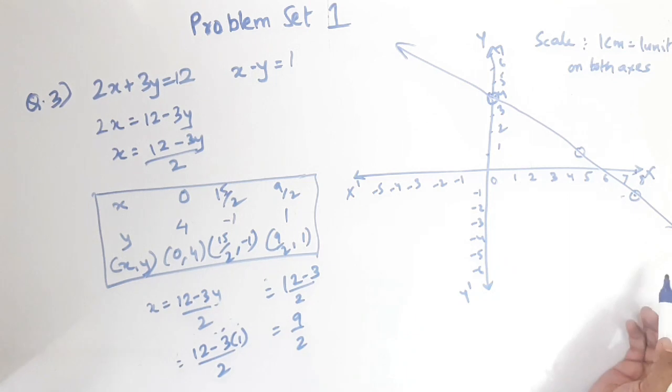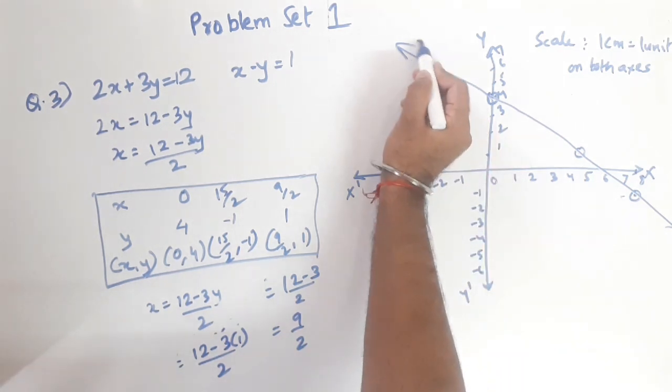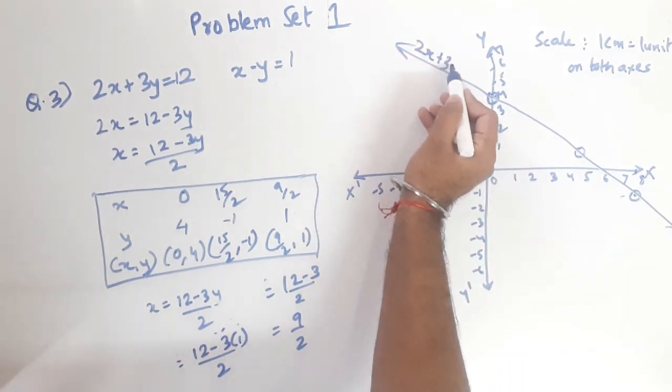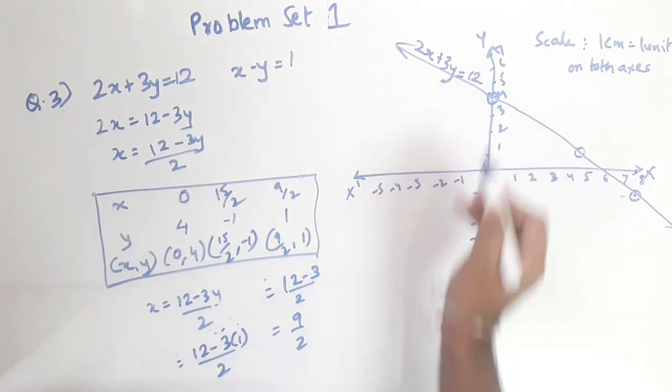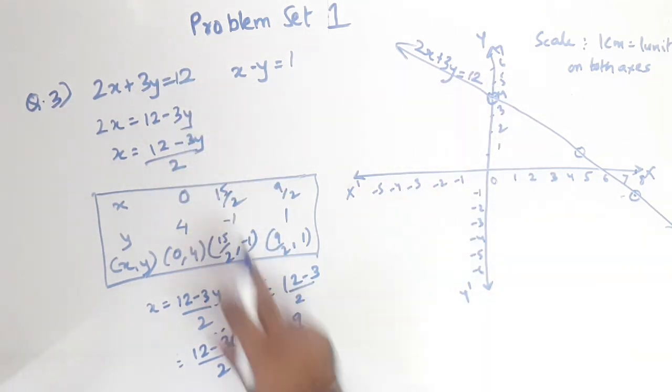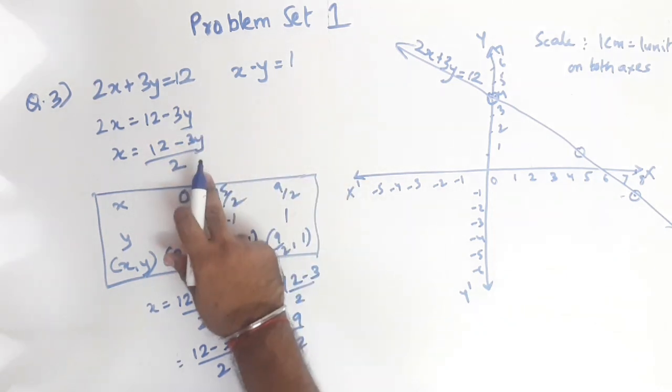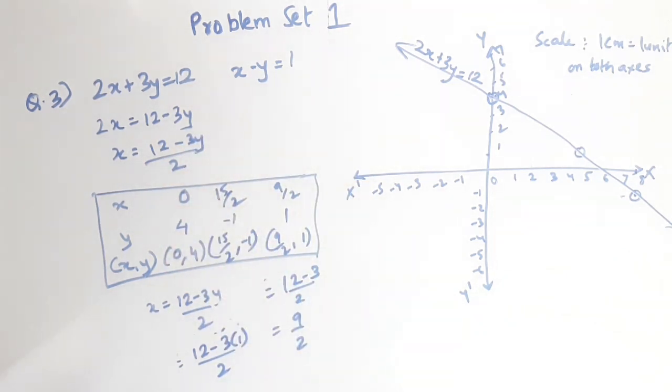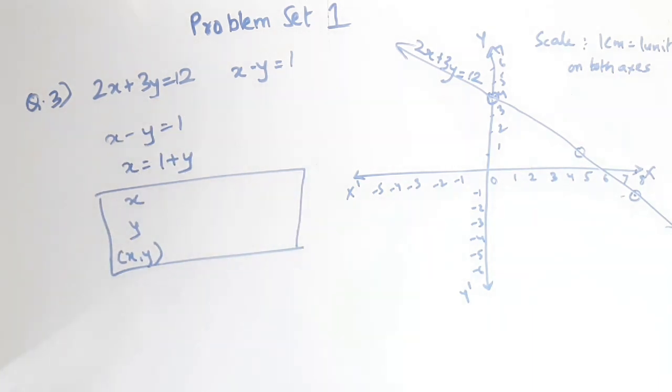As soon as you draw the graph, you have to write the equation of that graph. 2x plus 3y equals to 12. Okay, the original one you have to write, not the derived one. Okay, then let us move on to the second equation. So it is x minus y equals to 1.